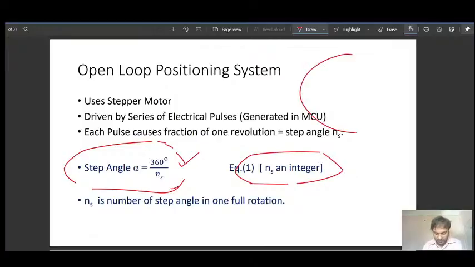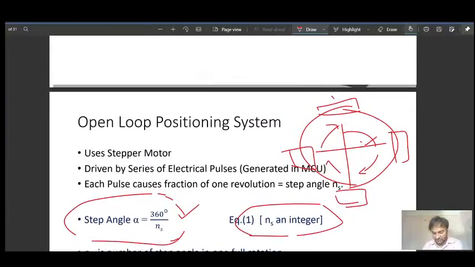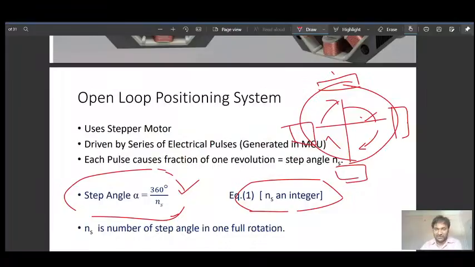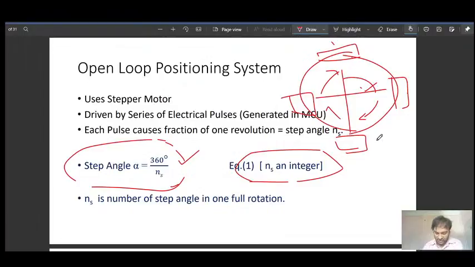So if there is a motor, okay, and there are four screws, so it will rotate in four steps. So in one step 90 degrees, another step 90 degrees, another step 90, and next 90. So there are four steps. So the step angle means how much angle it is moving in one step. So here how will you calculate? 360 and how many steps? 4. So it comes out to 90.